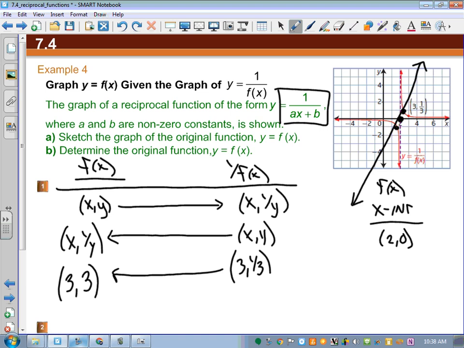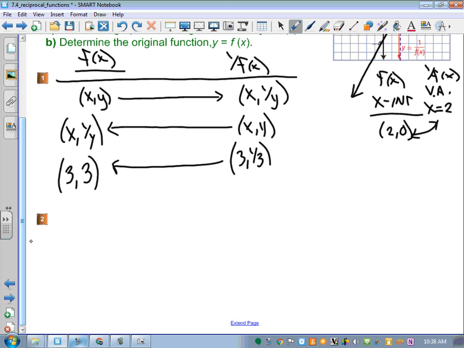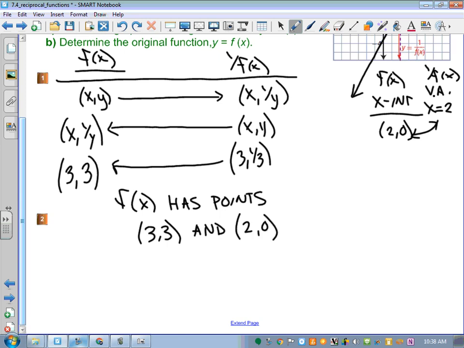Now, there's another way of telling that. On 1 over f of x, we have a vertical asymptote at x equals 2. These two concepts lead to each other. Now, the reason why that's so powerful is now we have all the information that we need. I know on f of x, we have the points, or you can put goes through points, whatever it is, but it's going through the point 3 comma 3, and it's going through the point 2 comma 0. That's all we need.